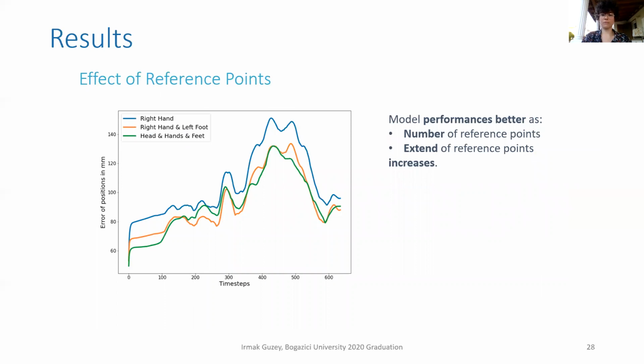Also, to reflect the effect of reference points with more details, this graph shows the average error in millimeters through time steps in trained trajectories. With each line, different joints are given as reference points. And as you can see, the error is higher when only the right hand is given to the system, compared to when head, hands, and feet are given to the system. Thus, we can say that the model performance is better as the number and extent of the points that are known through the trajectory increases. This is an expected outcome considering the main logic behind propagation networks.